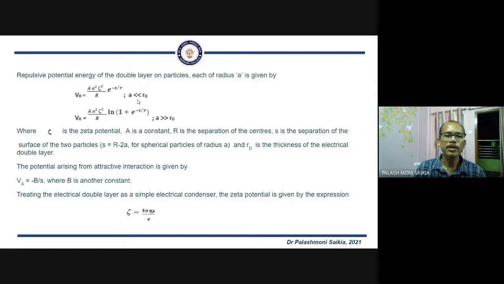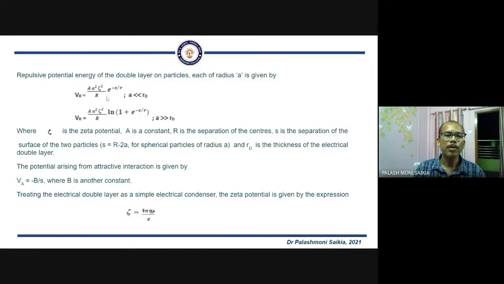This applies when the radius is smaller than rd, the thickness of the double layer, that is, the radius of the particle is smaller than the thickness. If the radius of the particle is greater than the thickness, then this exponential is changed into a logarithmic series, ln of 1 plus e to the power minus sr.